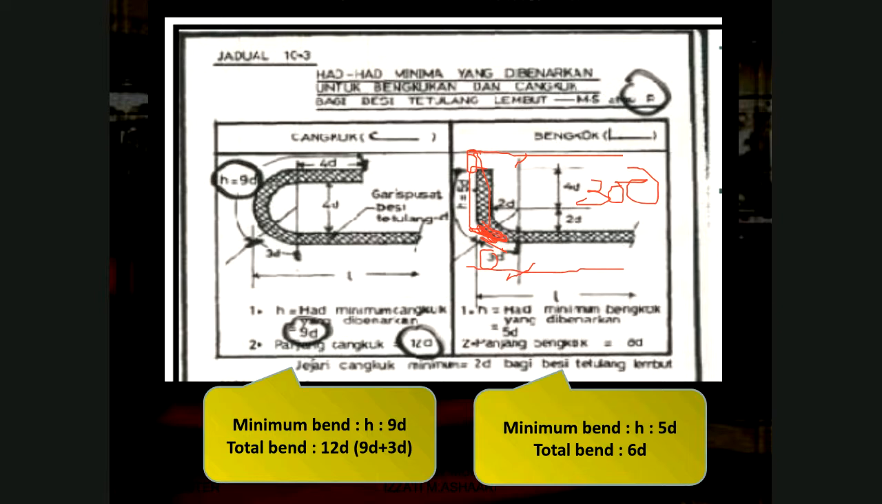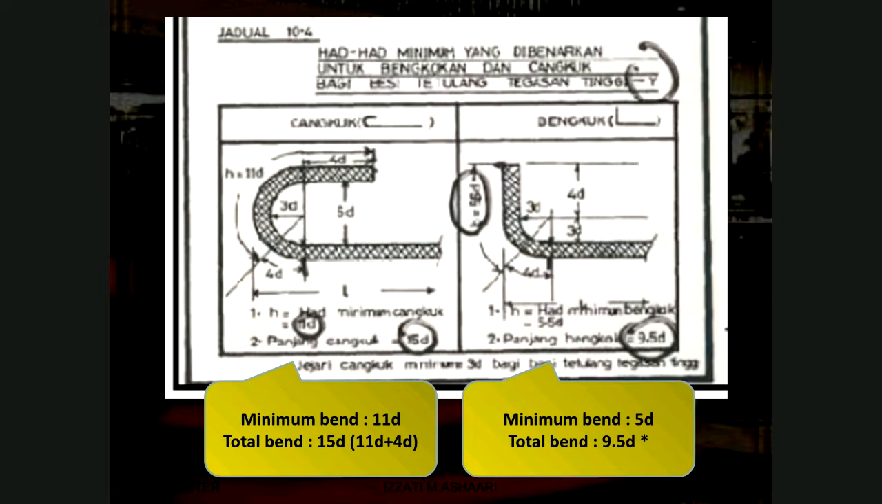Okay, next one. Okay, next one, this is almost similar like the previous one, but you can see that the minimum band is different. The first one has the minimum band of 9D, but this one has the minimum band of 11D and can be up to 15D in total. Okay, and this one, previously you can see 5 and 6, but this one can be the total band up to 9.5D. You can see I put star because this one can be changed according to the design.